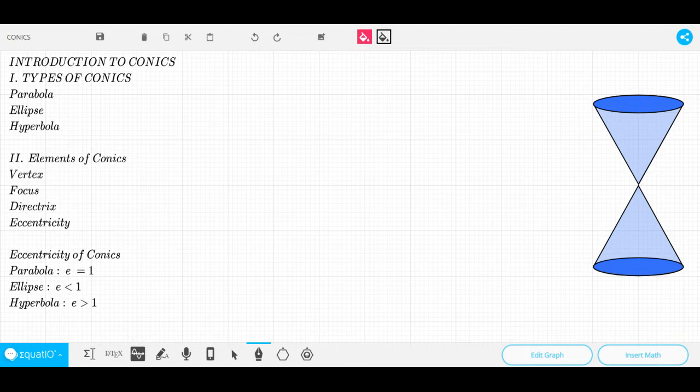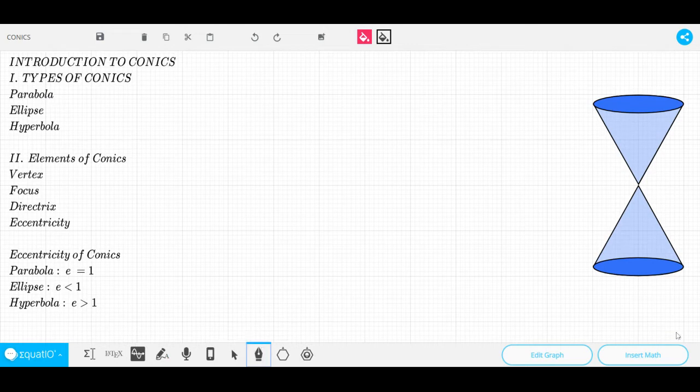So first of all, why exactly are they called conics? The word conic is derived from the word cone. As you can see here, we've got two cones, one above the other, and we'll try to cut these cones so as to get the three different types of conics that we had already mentioned here.